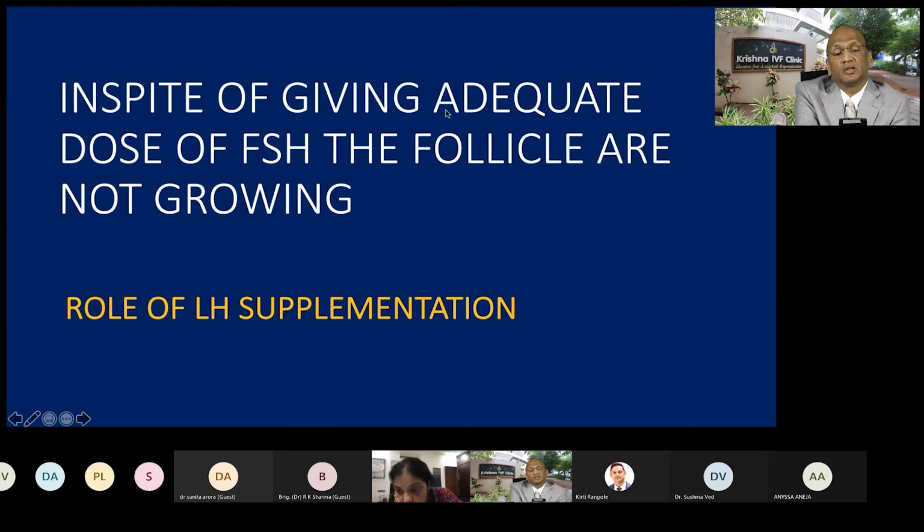Then the next question is, in spite of giving adequate dose of FSH, the follicles are not growing, but you are seeing them. That is where the role of LH stimulation occurs. Without giving adequate dose of FSH, if you add LH, you are only wasting your time. So, the key concept of a hyporesponder is you have given adequate dosage based on some of the criteria that are there in the literature. Then if the follicles are seen but they are not growing, that is when the key concept of LH comes in.